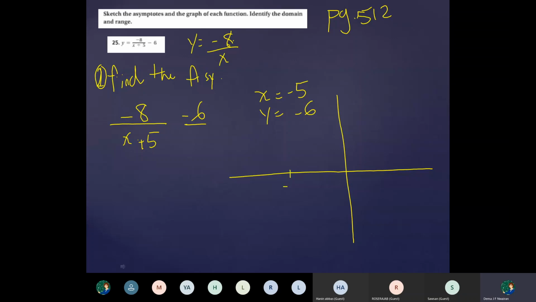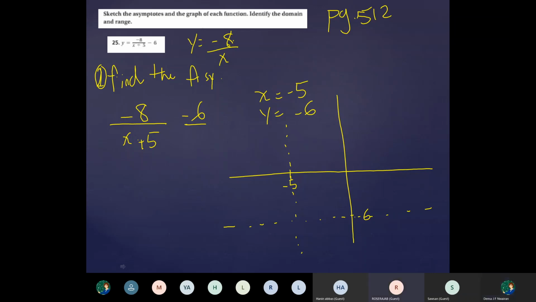So I have to draw now. At x equals negative 5, this is my vertical asymptote. And at y equals negative 6, this is my horizontal asymptote. Okay, now after that, I have to go back to the previous problems that we solved yesterday. I want to take points to know in which quadrant, between the vertical and horizontal asymptotes, I want to draw.